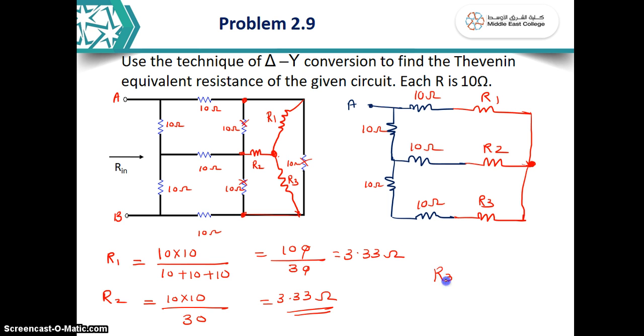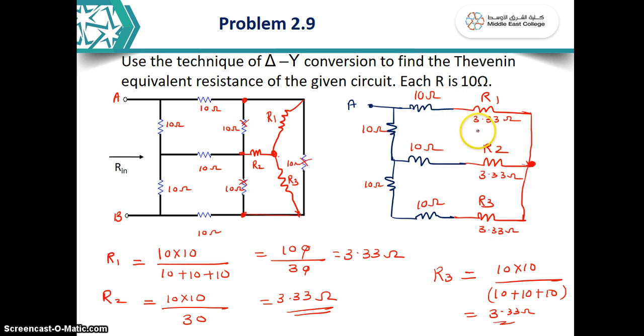Now R3. What is R3? This resistor is between this 10 and this 10. So again 10 into 10 divided by 10 plus 10 plus 10. So again we end up with the same answer, 3.33 ohm. So now this is 3.33 ohm, this is again 3.33 ohm, this is again 3.33 ohm.